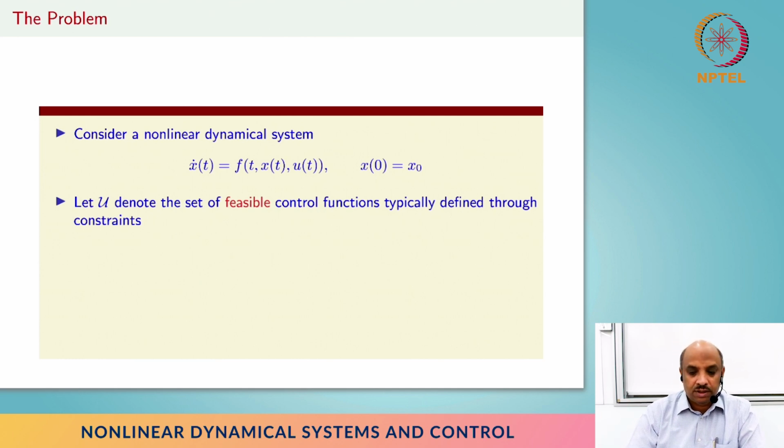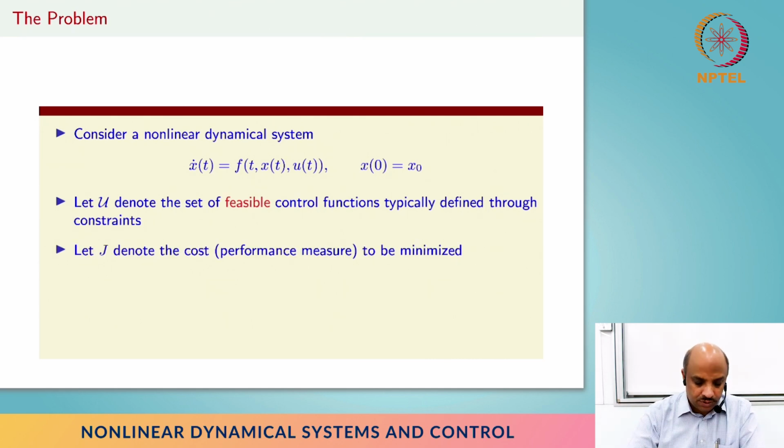The feasibility could be basically all functions u of t such that the maximum value of the absolute value of u of t is less than or equal to, I don't know, 1 or something like that, right? Or maybe the square integral of u could be less than 100 or something like that. So those kinds of constraints, or maybe the constraints could be on the derivative, you know, u dot should be bounded and things like that. So whatever the physics demands, or whatever the physical constraints that we have demands, is what we are going to put in u, right? And we'll slowly define this cost or performance measure to be minimized.